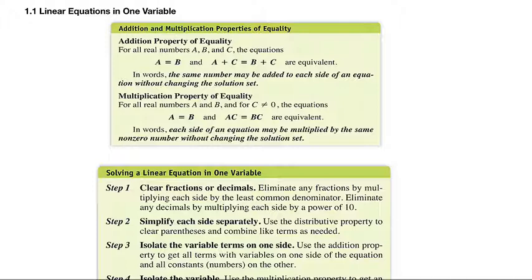For all real numbers a and b, and for a c not equal to 0, the equations a equal to b and a times c equal to b times c are equivalent. In other words, each side of an equation may be multiplied by the same non-zero number without changing the solution set.